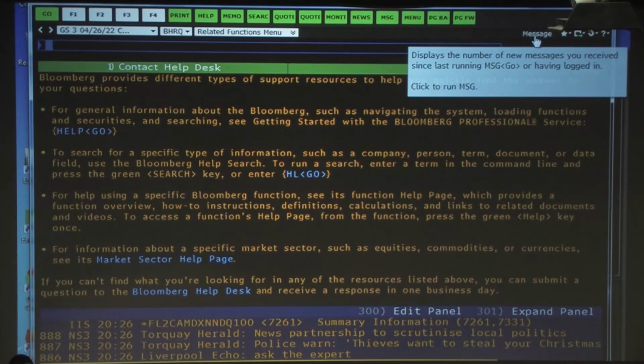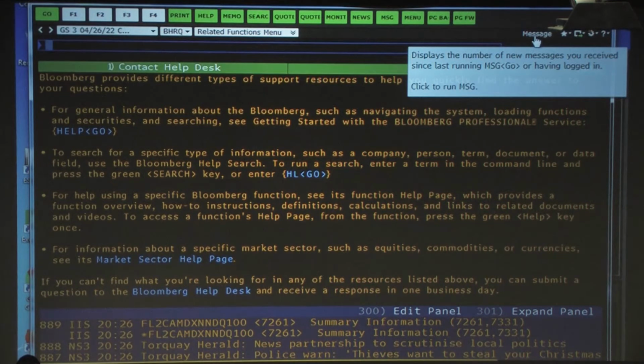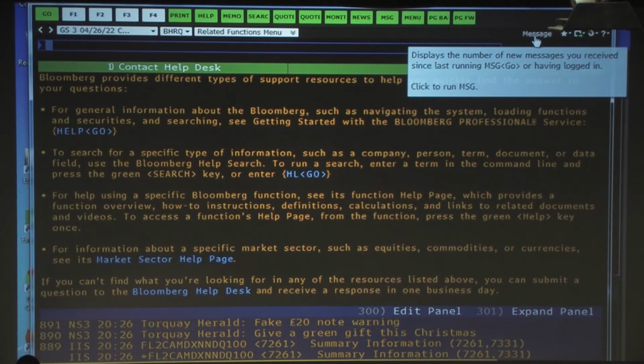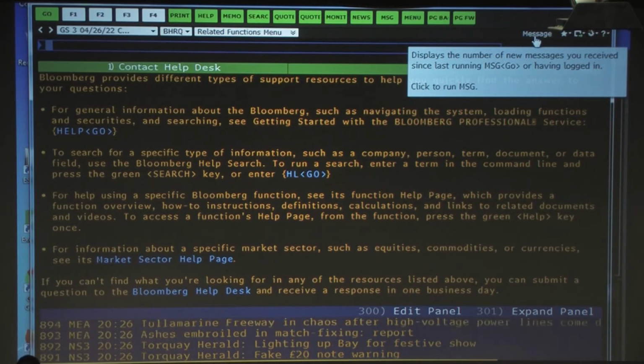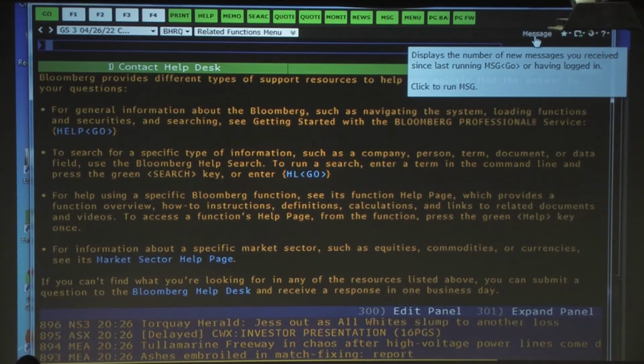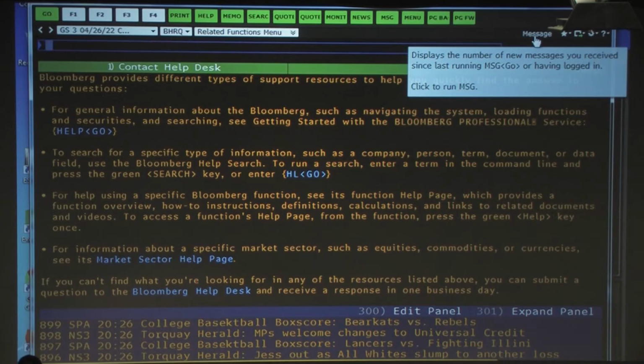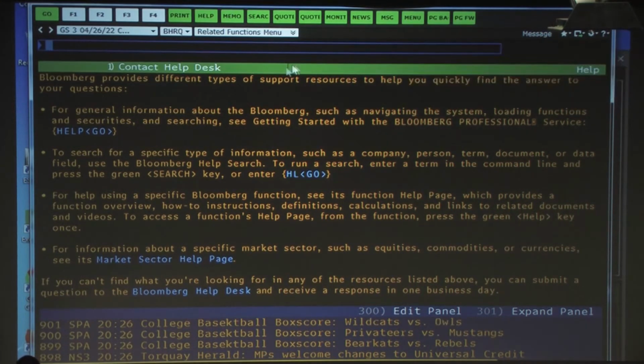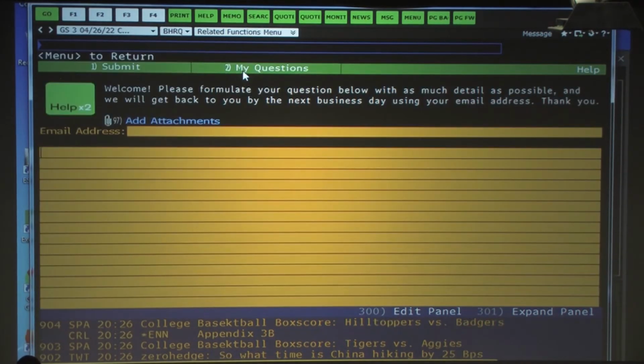So basically, if we paid for the service like a bank, we would be able to get access to their live chat feature, which operates 24/7, literally. So any time of day you could get help from a Bloomberg associate. But if you contact the help desk through this, you can send them a message about a certain page.